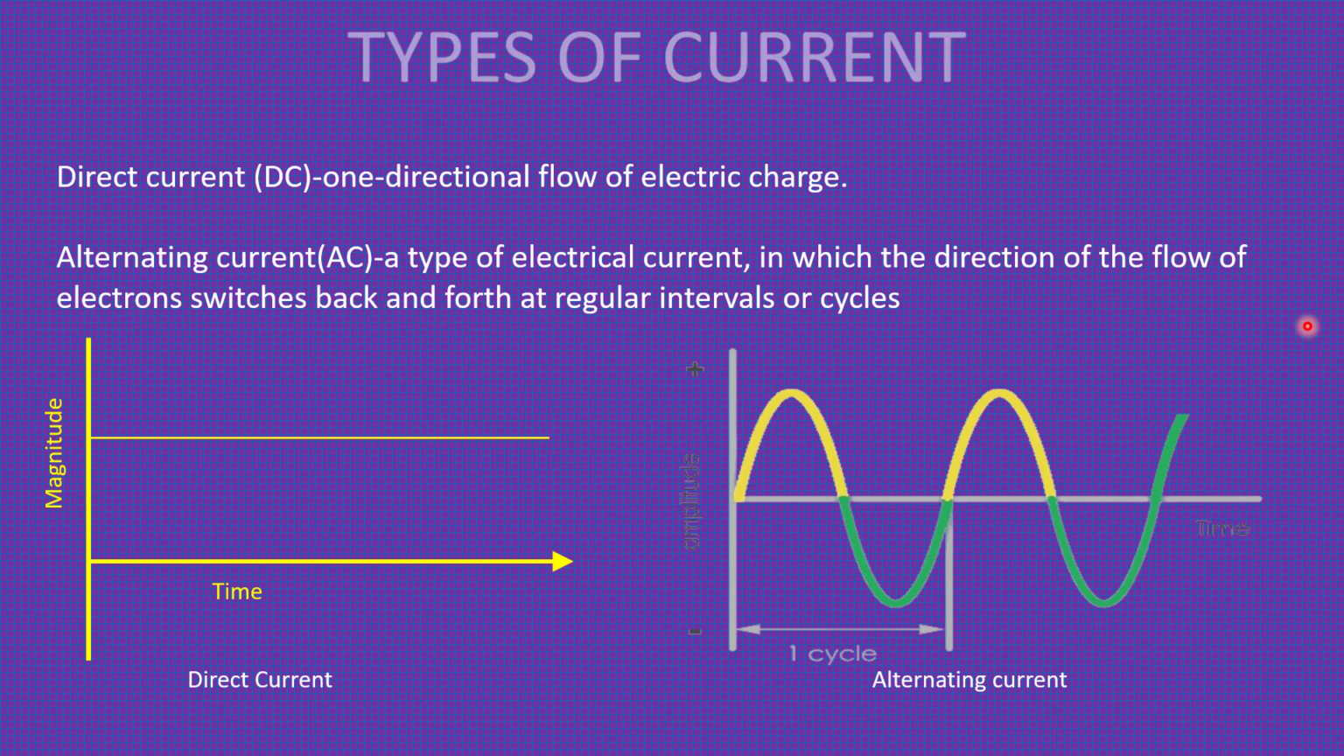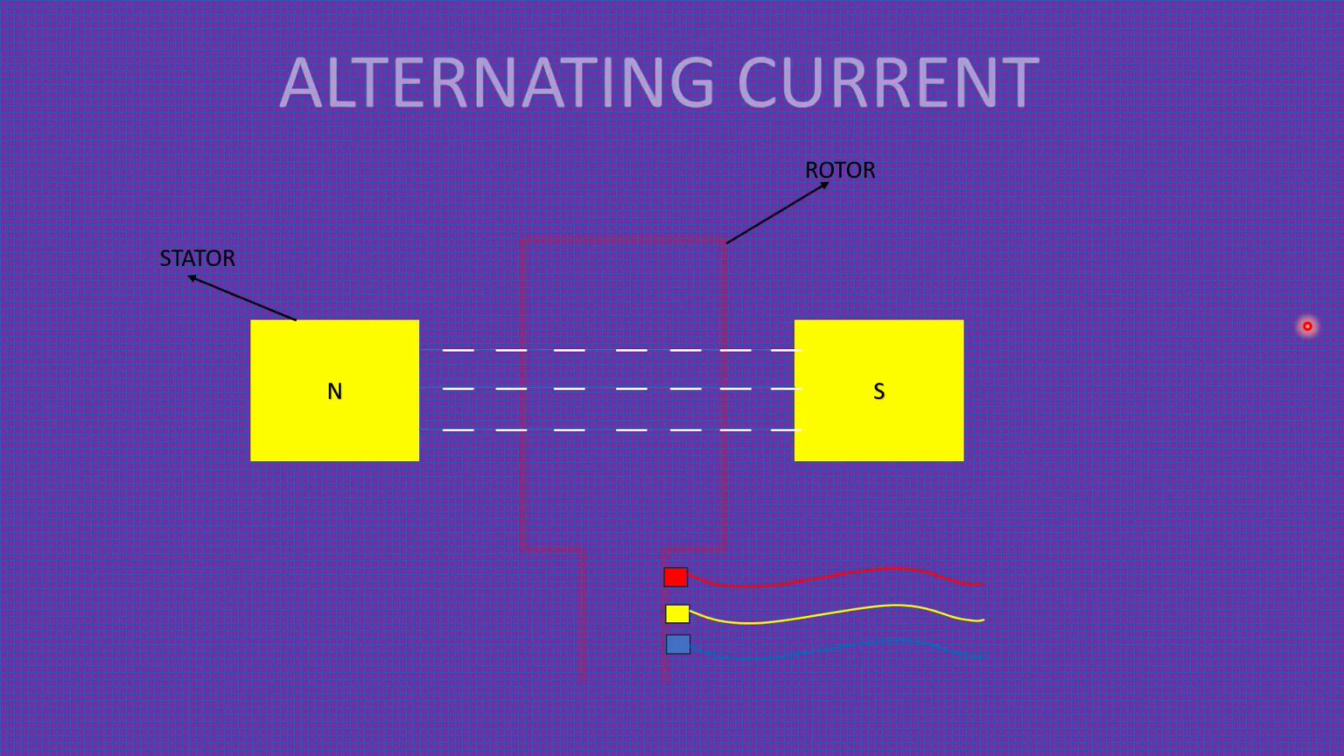In AC or alternating current, electrons are not really moving from one place to another place. They are moving to and fro, or oscillating in their position. What is the reason for this to and fro motion of electrons in AC? The reason lies in its production.